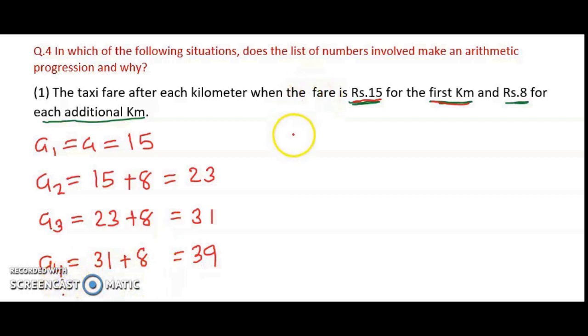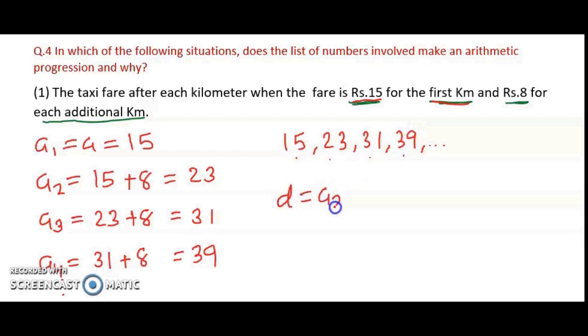So here you can see for 1 kilometer the fare is 15, for 2 kilometers 23, for 3 kilometers 31, for 4 kilometers 39, and so on. So here you can see the difference between consecutive numbers remains the same.